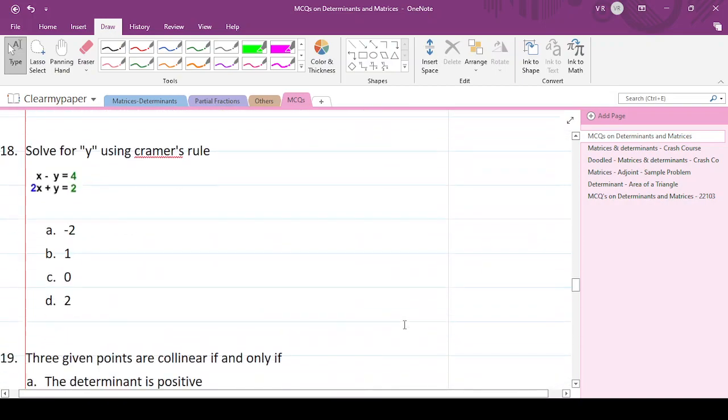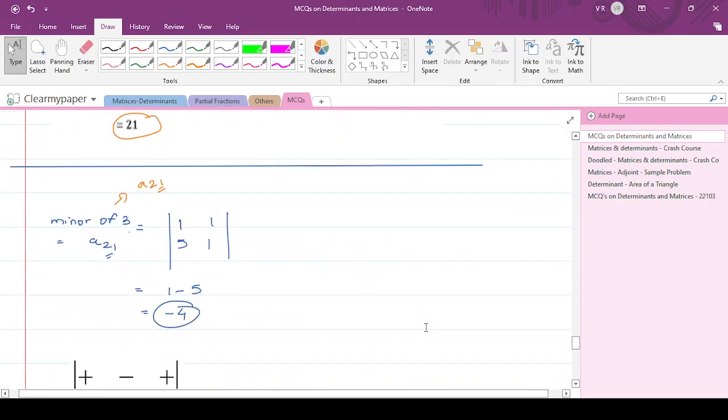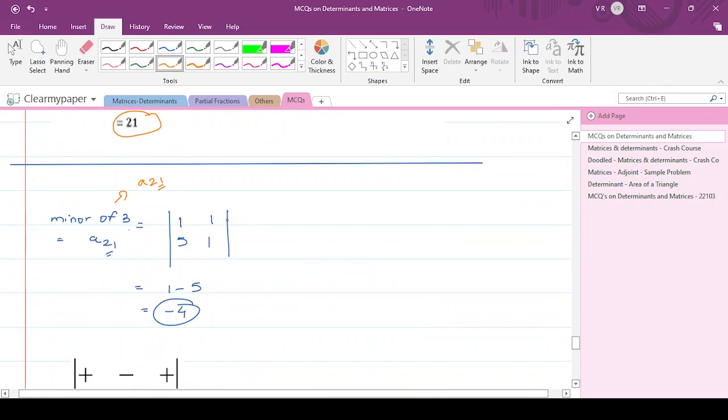The same thing you will see here, I think. Okay, let's go here. See, 1, 1 and 5, 1, and then you cross multiply this. 1 into 1 is 1 minus 5, so you get minus 4.